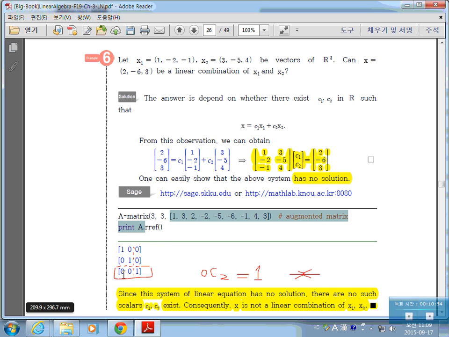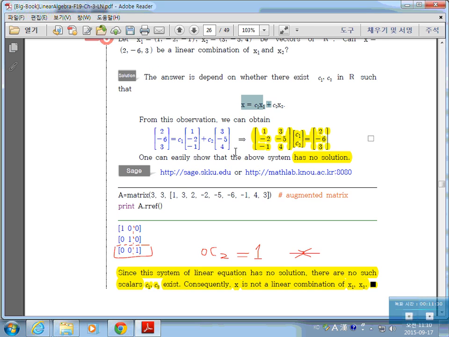So what you have here is 0 times C2 is equal to 1. In this case, the left-hand side is 0 and the right-hand side is 1, which cannot happen. It is a contradiction. So there is no C1, C2 that satisfies this linear system of equations. So this X cannot be written as a linear combination of these two. That's the conclusion. So the answer was no.